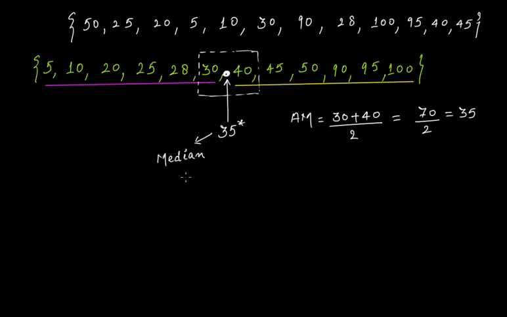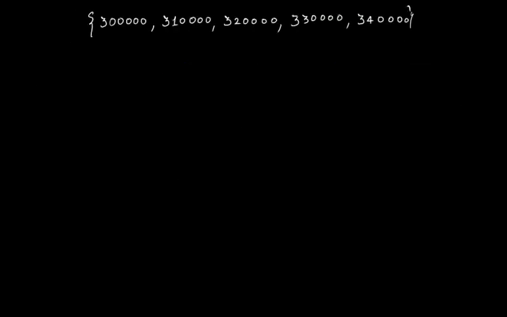Okay, now let's discuss the second part of this video, where we said that we will discuss the use of median in the real world. Now, suppose this is a data set which represents the annual salary of a group of 5 people. So the first person earns 3 lakh per annum, the next person 3 lakh 10,000, the next person 3 lakh 20,000, the next person 3 lakh 30,000, and the next person 3 lakh 40,000.